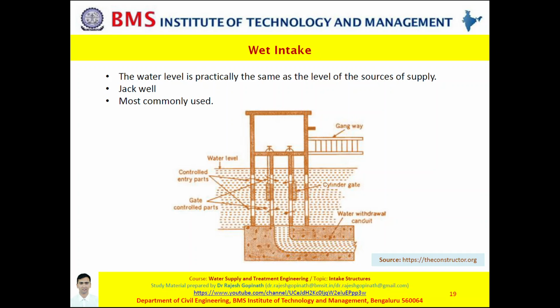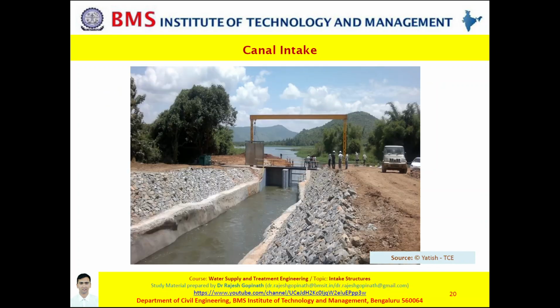It clearly shows that there is water available throughout the structure. That means your intake structure itself houses the water. Unlike the dry intake wherein the water was permitted directly into the conveyor system, here it is housing the water and then it is moving to the water withdrawal conduit. Now let us move on to the next classification, that is based on the sources.